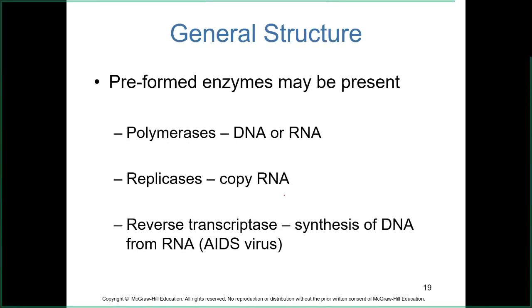That's what those are used for: replicating multiple copies of genomes that are going to go into however many viral particles are going to be produced. And then there are the reverse transcriptases, which are used to make RNA using a DNA template, or make DNA using an RNA template, to go in reverse. The AIDS virus, the HIV virus, is one of the forms that do that, the retrovirus.